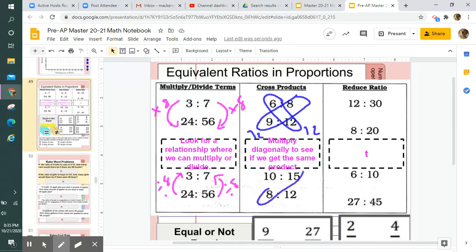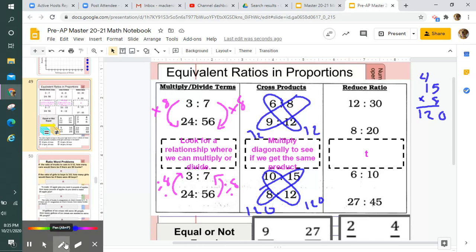We're going to circle these two and circle these two. So 10 times 12 is 120. And 8 times 15, I'm going to write it on the side here, 15 times 8. 5 times 8 is 40. 8 times 1 is 8, plus 4 is 12, so 120 as well. So that one is also equivalent.